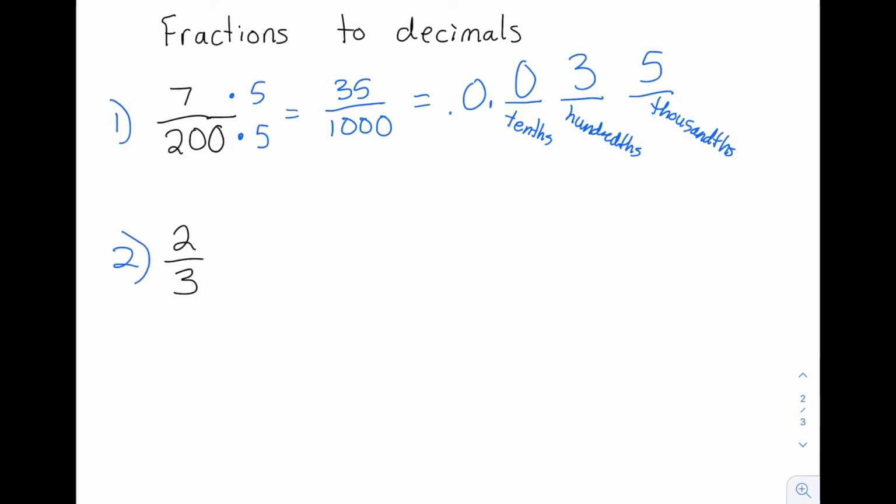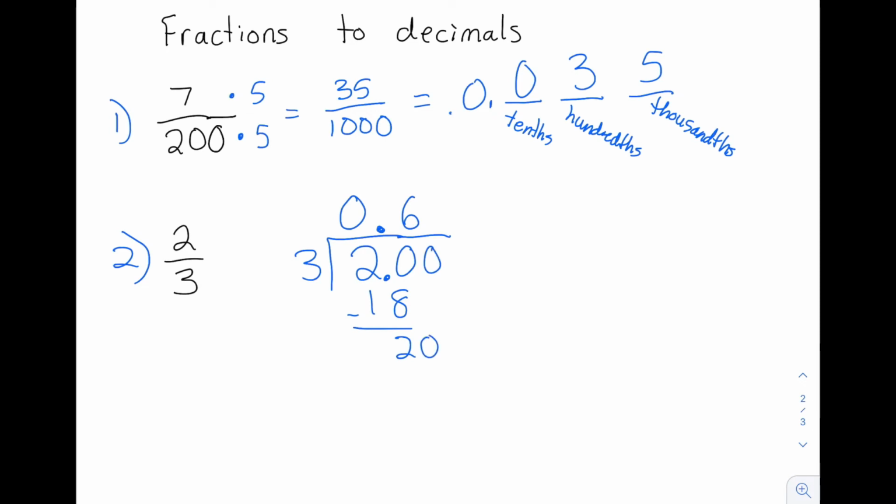This one's a little bit trickier, 2/3. You might know a decimal approximation for this one, but if we think about what whole number we could multiply by 3 to get 10, 100, 1,000, we're going to come up short. This is one where we're going to have to use long division to get there. So I'll take 2 divided by 3. I can add in a decimal point and then just start adding zeros in. 3 goes into 2 0 times, 3 goes into 20 6 times.